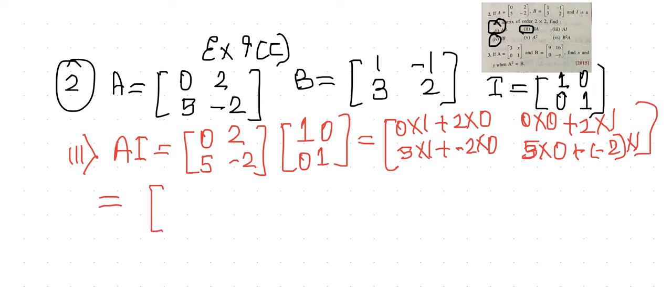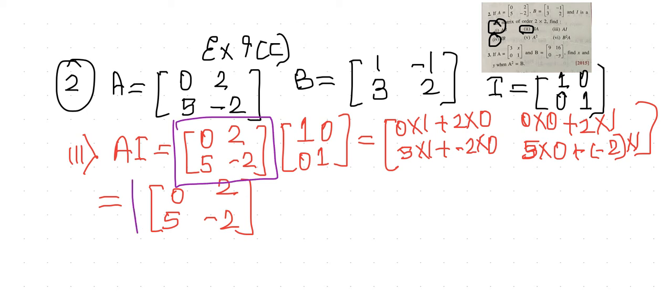Okay, so how much is this equal to, children? This is equal to 0 into 1 is 0 plus 2 into 0 is 0. Then here we have 0 into 0, 0 plus 2, so this is 2. 5 into 1 is 5, and then 5 into 0 is 0 plus minus 2 into 1 is minus 2. So what do you see here, children? You can clearly see that this was my A matrix and this is my matrix A into I. So what is the difference that you are getting? The difference between both of them is nothing. Means both of them are exactly the same.